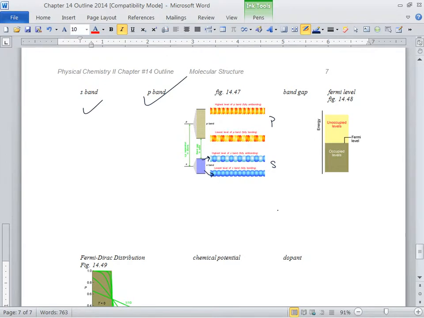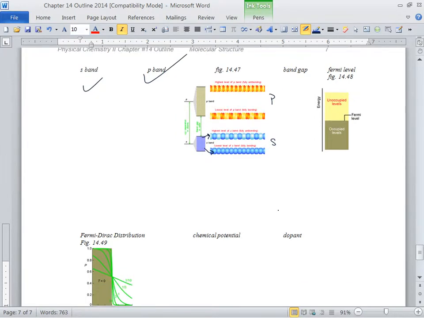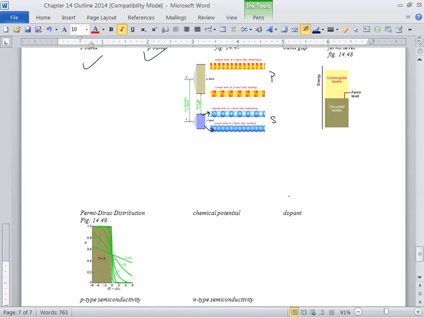So one thing you can do, I don't know if you want to mess with that. There's chemical potential right there. I don't know if you really want to worry about this. At 0.5, that's where it's, I don't think we're going to worry about that. Let's not worry about that.